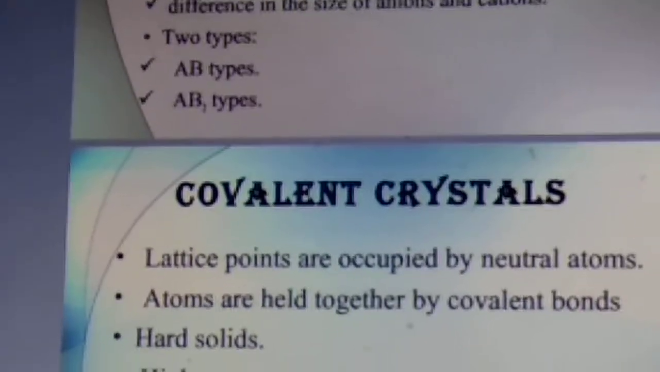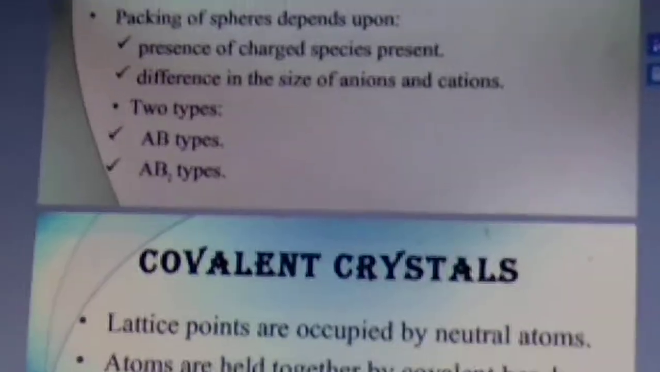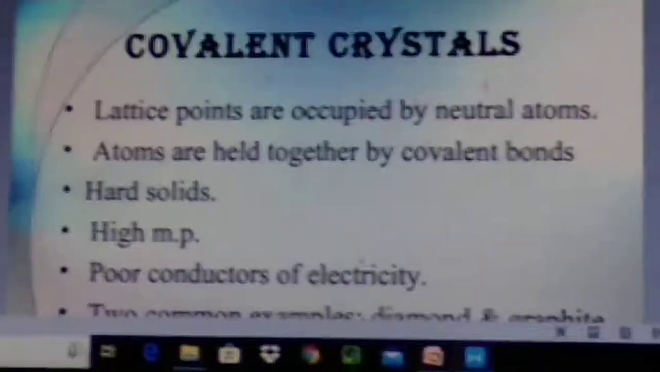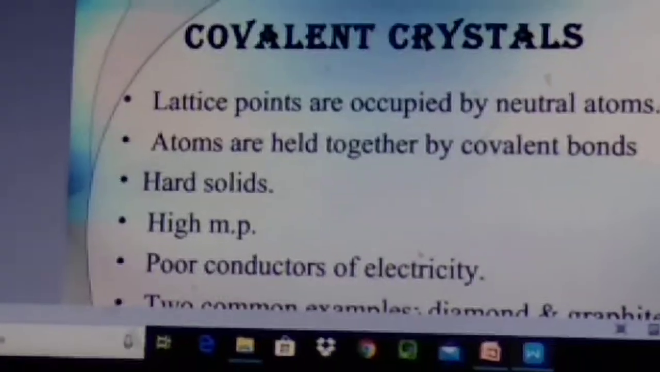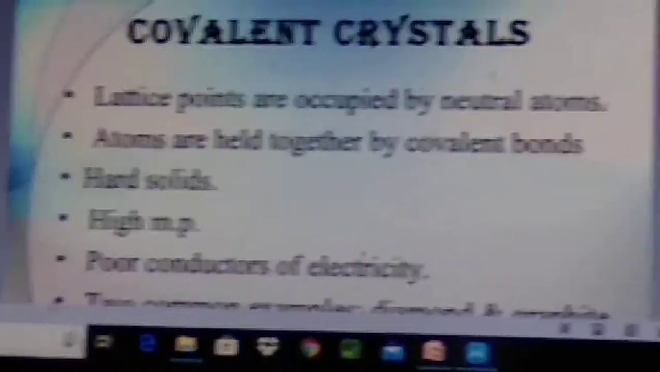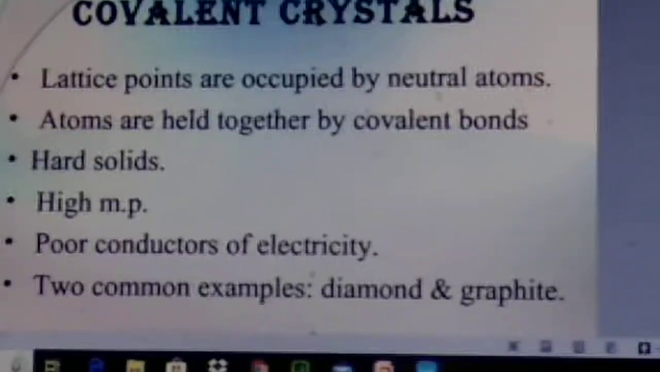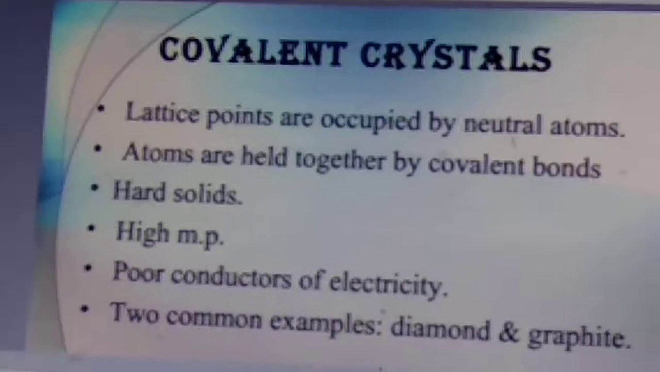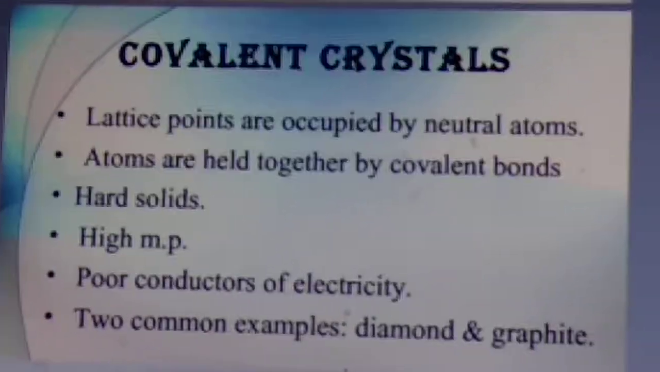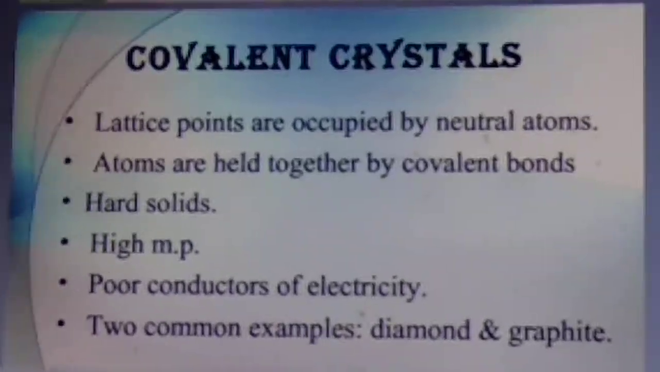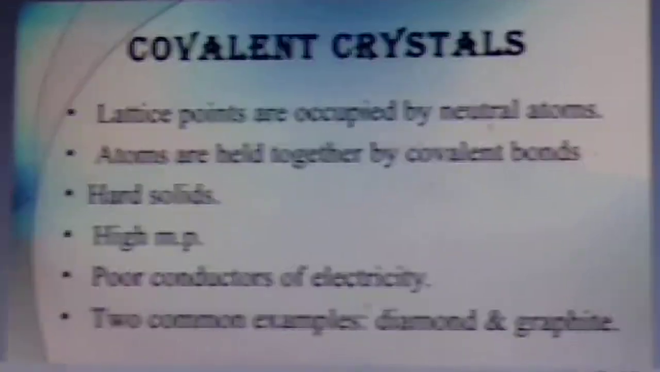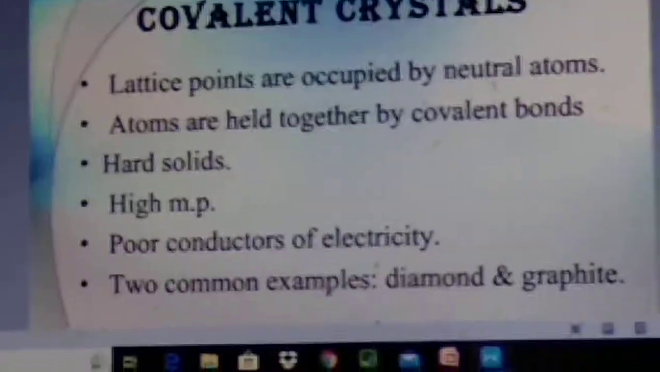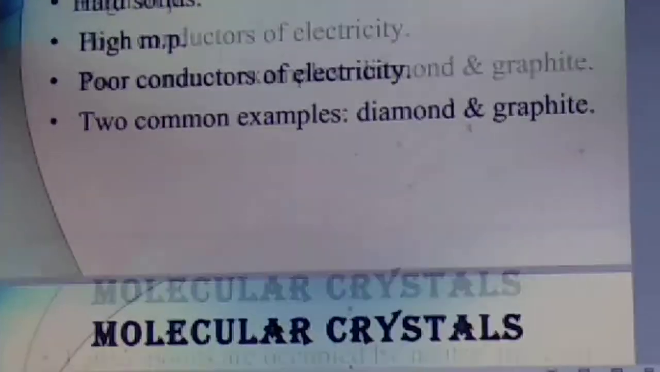Now I am coming to covalent crystals. Lattice points are occupied by neutral atoms. Atoms are held together by covalent bonds. That's why this crystal is named covalent crystal, my dear children. It is a hard solid with high melting point, but poor conductivity of electricity. You know, students, graphite is a good conductor of electricity, but diamond is not. Because in graphite, there is one free electron per carbon atom, but there is no free electron in the carbon atoms of diamond. Two common examples for the covalent lattice are diamond and graphite.